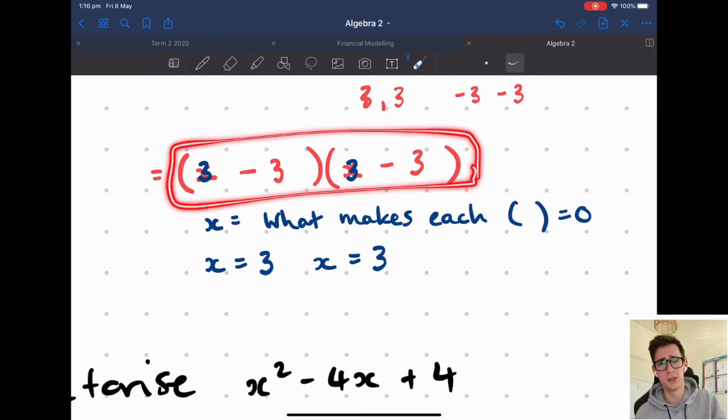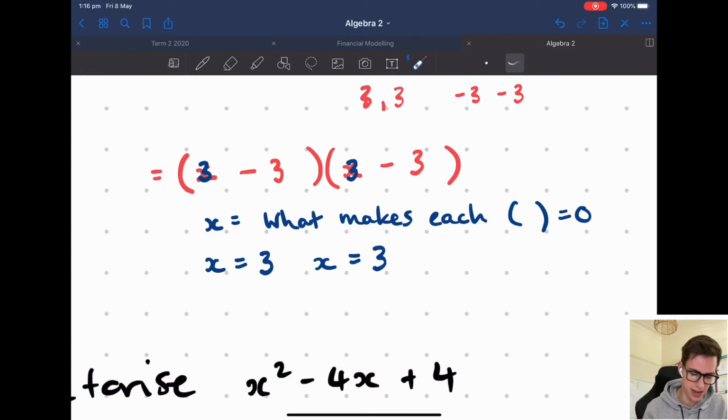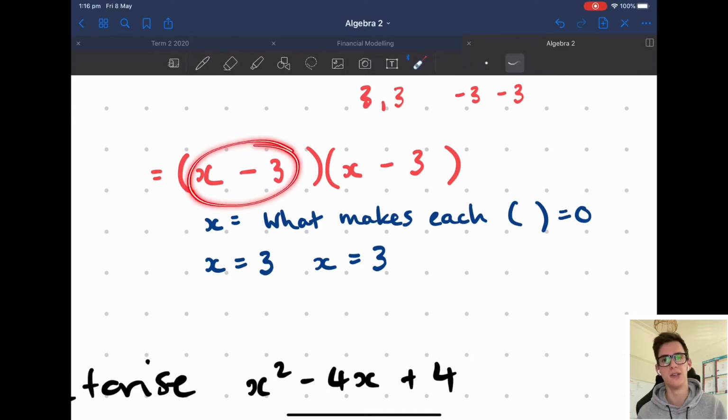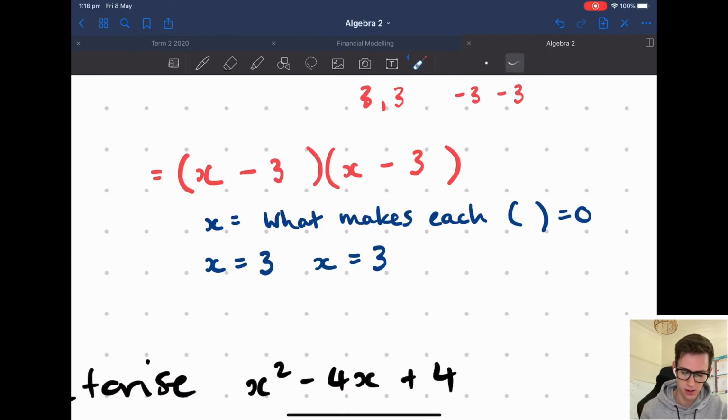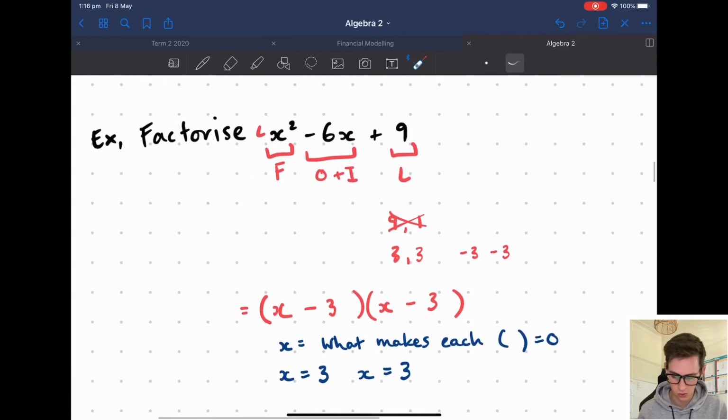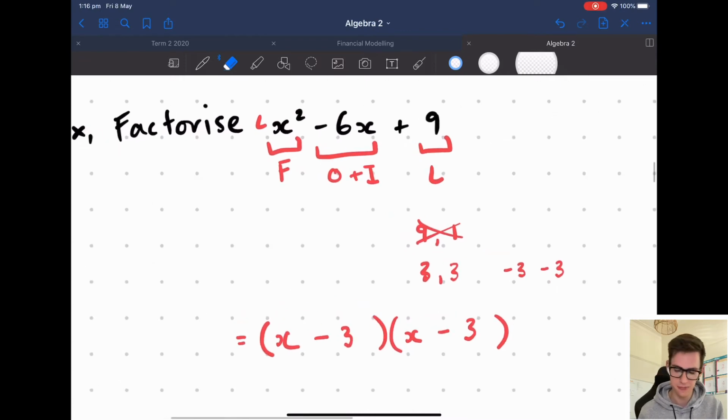But all solving these quadratics is, once you're at this point, you're just saying, well, what makes each bracket 0? Another way of saying that is it's always the opposite sign of this number. So if this was -3, this would be +3. If this was +3, for example, then our answer would be -3. Okay, so for the other ones, all I'm going to do is take you to this line though, because that's all we really need to be doing for now.